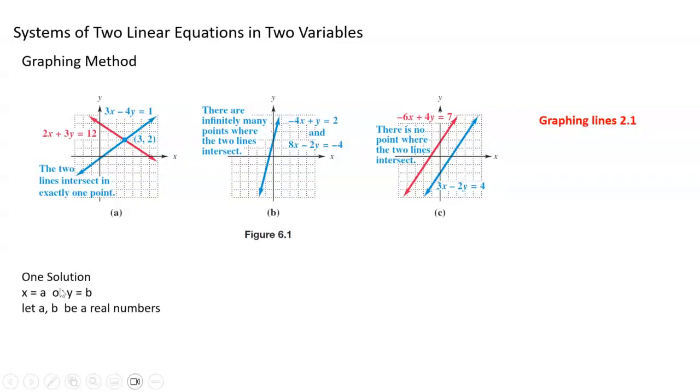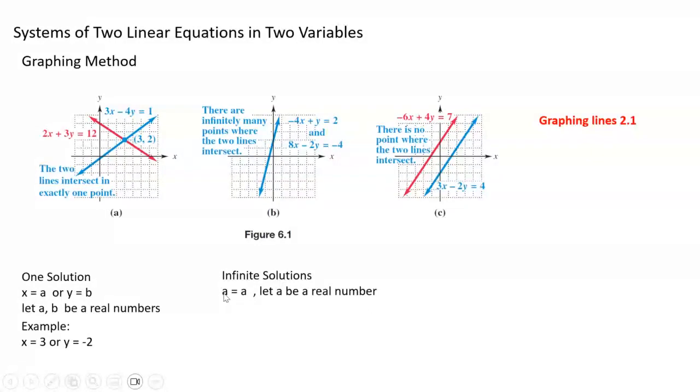Now, if it's one solution, when you're using the elimination method or substitution method, if you get x equals a number, like x equals a or y equals b, then it's going to be one solution. For example, if you get x equals 3 or y equals negative 2, it means there's going to be one solution. And then for B, it's called infinite solutions.